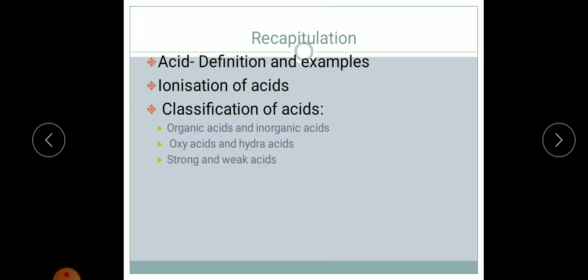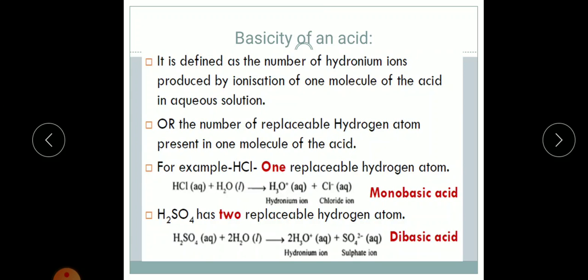In our last class, we discussed these topics: acid definition and examples. Then we discussed ionization of acids, that means how acids when dissolved in water go into ionization to form hydronium ion. After that we saw the classification of acids: organic acids and inorganic acids, then oxyacids and hydroacids, and finally strong and weak acids. Now today we are going to discuss what is basicity of an acid.